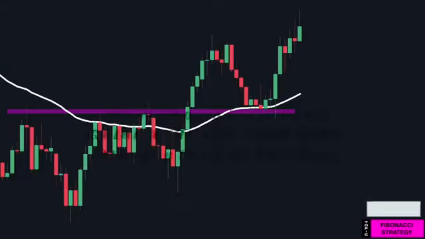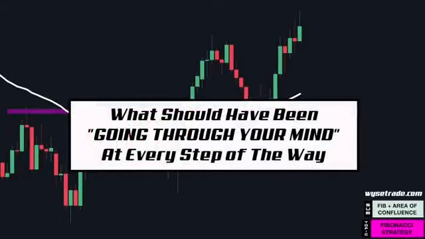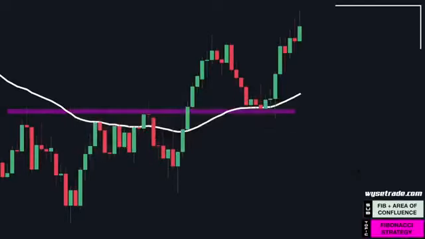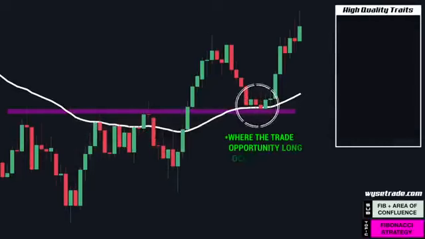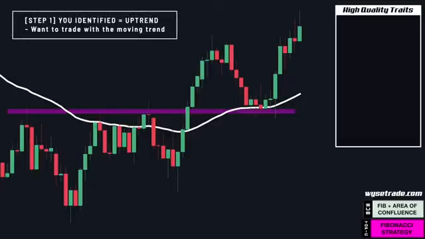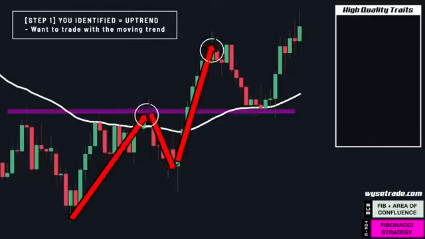In this example, we're going to go even deeper and explain what should have been going through your mind at every step of the trade. This here is where the trade opportunity long presented itself. So let's break it down. You first identified that this was a clear uptrend through the higher highs and higher lows. So you want to trade with the moving uptrend.